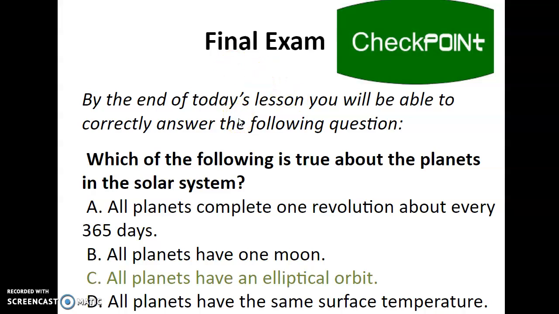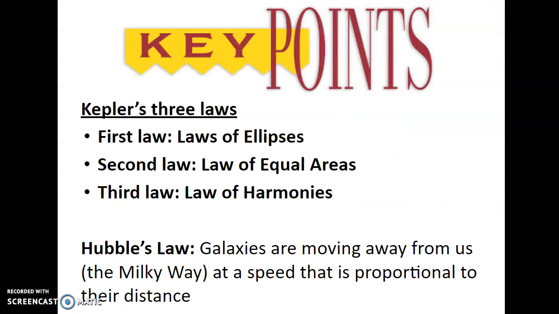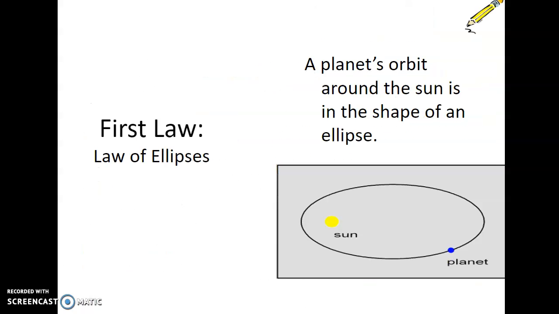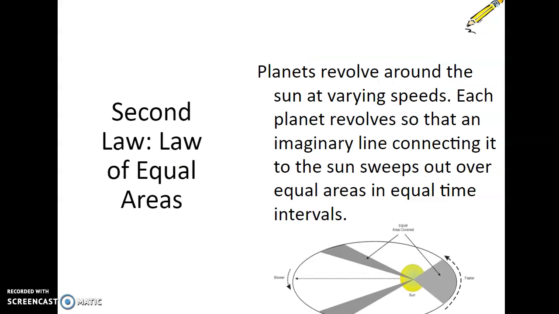If you said the answer C, all planets have an elliptical orbit, you're correct. This goes back to Kepler's first law, the law of ellipses, which stated that a planet's orbit around the sun is in the shape of an ellipse.